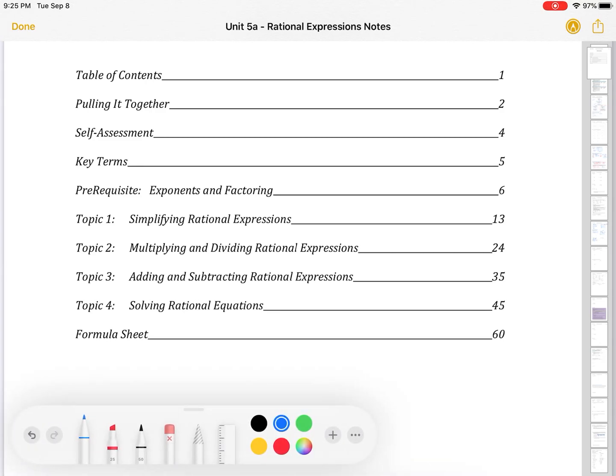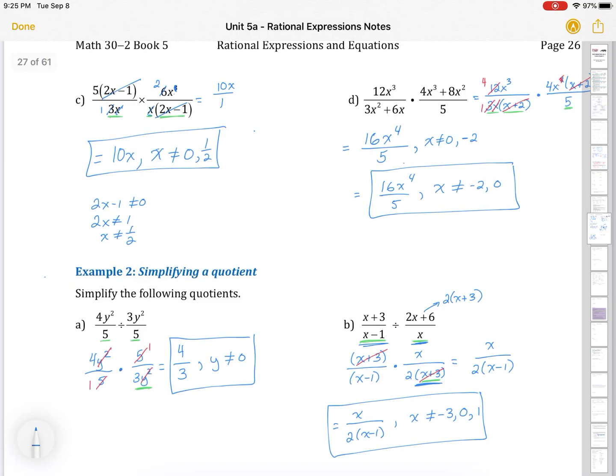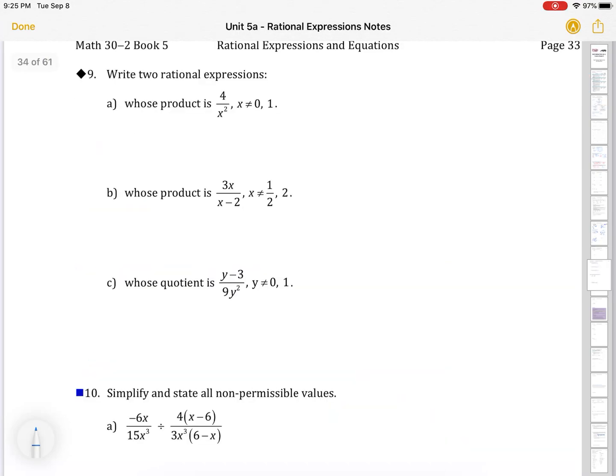So we're still doing rational expressions. This is from your notes package. But today we are doing adding and subtracting rational expressions. So that starts on page 35. So let's just hop and see where we get to.